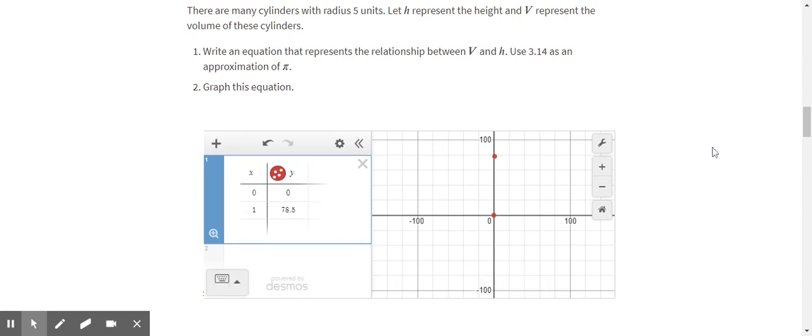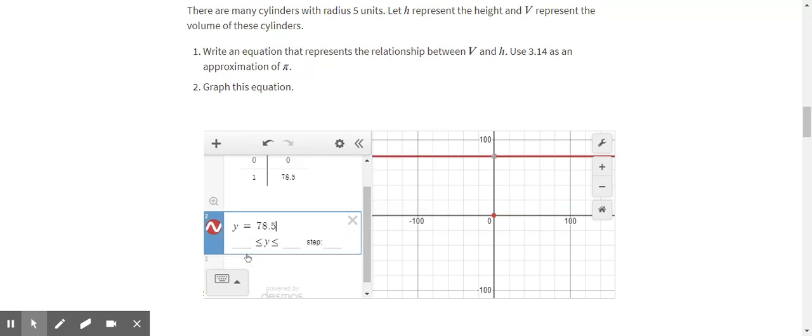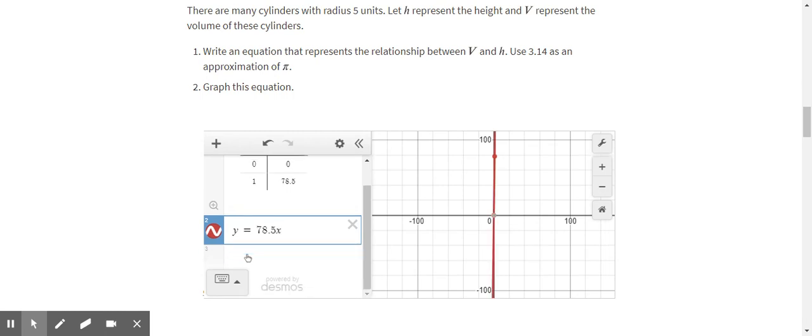If we want to do that just as an equation, we know that volume, which is my dependent variable, equals, and when I do the r squared times pi, I get 78.5 times the height, which is the independent variable, which would be x. So there's our line for an equation or a function of volume in terms of height.